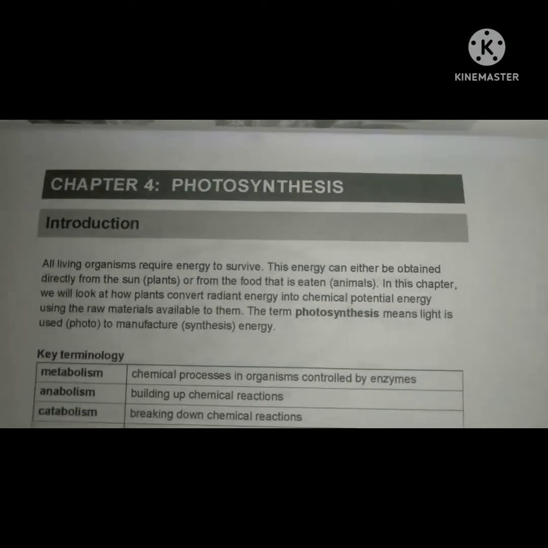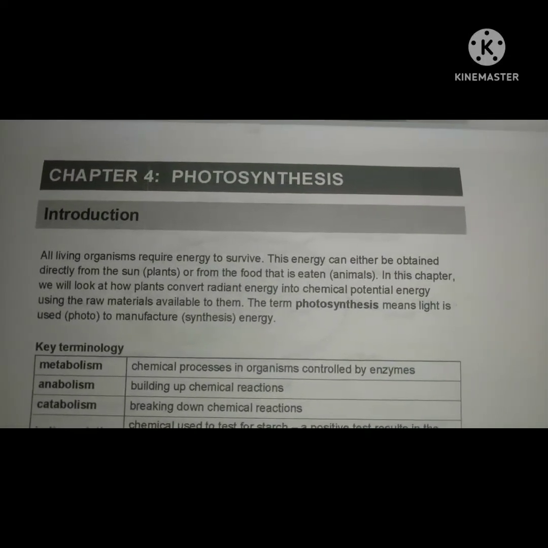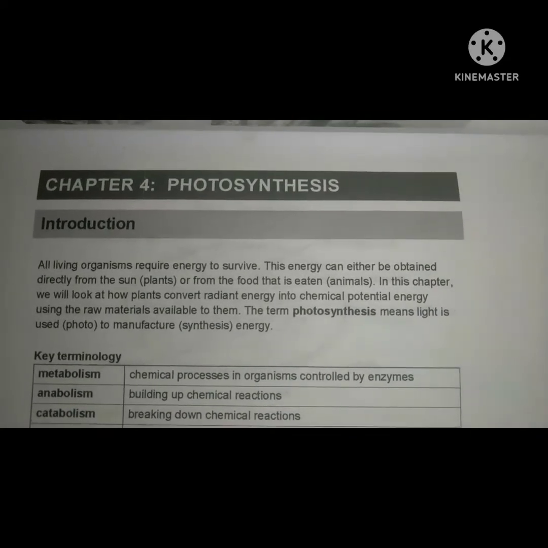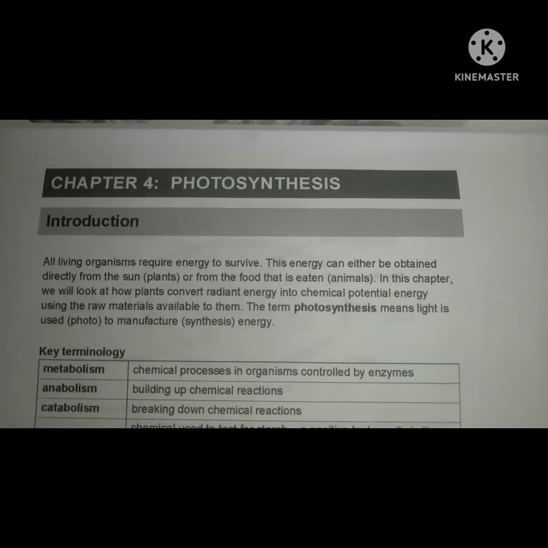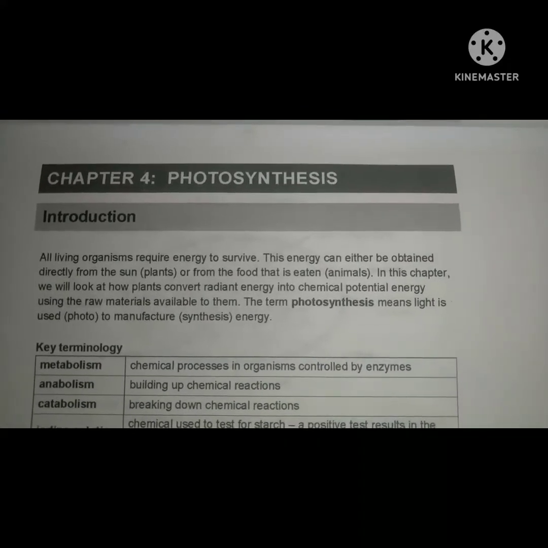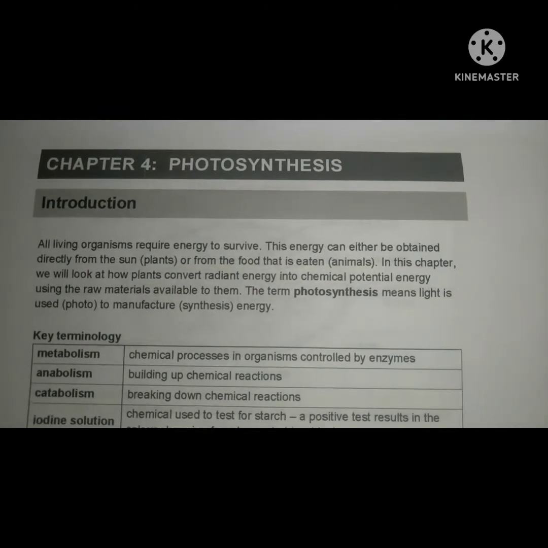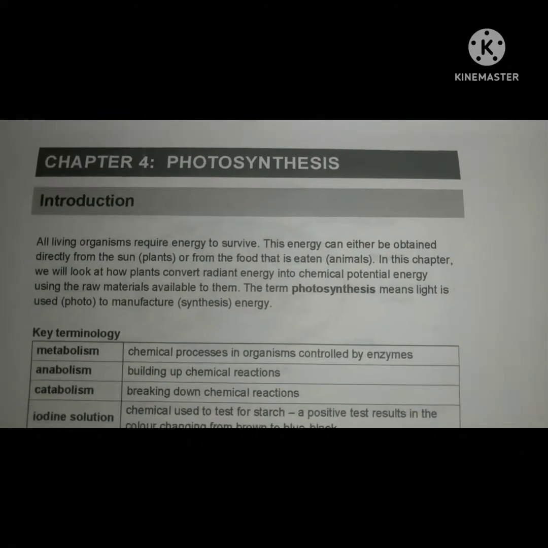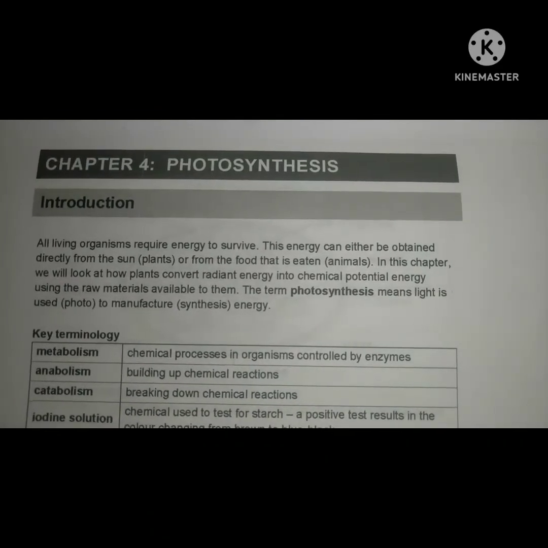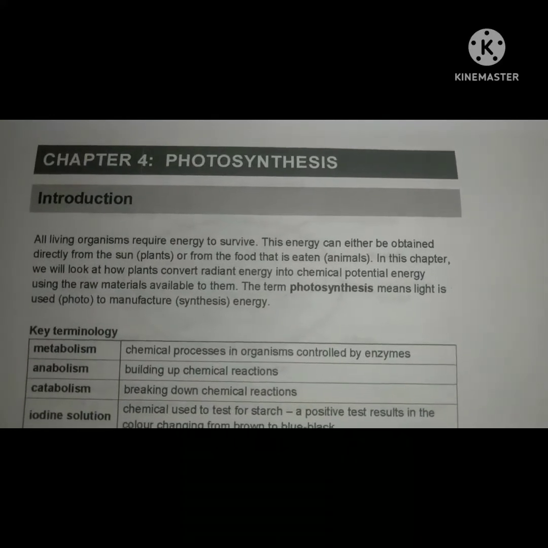Here we're using a CAPS study guide. It says all living organisms require energy to survive. This energy can either be obtained directly from the sun, in this case by plants, or from the food that is eaten, which is animals. In this chapter we'll look at how plants convert radiant energy into chemical potential energy using the raw materials available to them. The term photosynthesis means light is used.